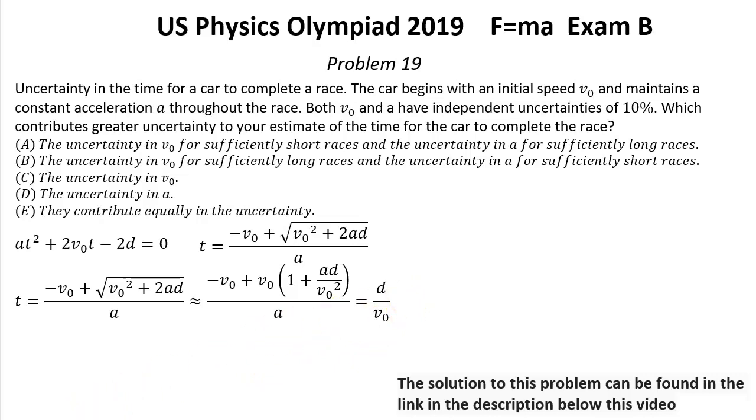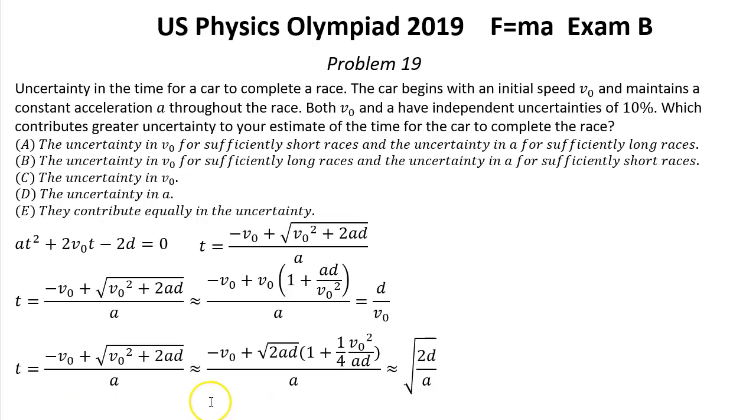For big distance we have another estimation, which is this one. We see that this time mostly depends on acceleration, and we have only the contribution of uncertainty of acceleration. It means that the correct answer is A. And this was a solution for problem number 18.